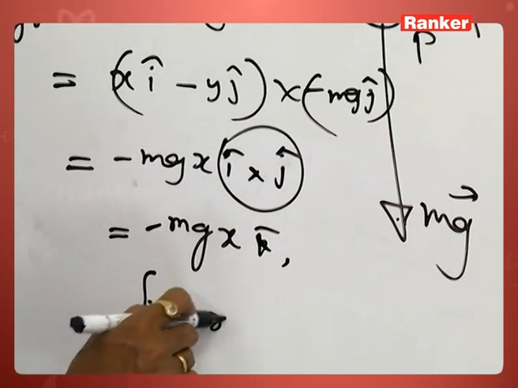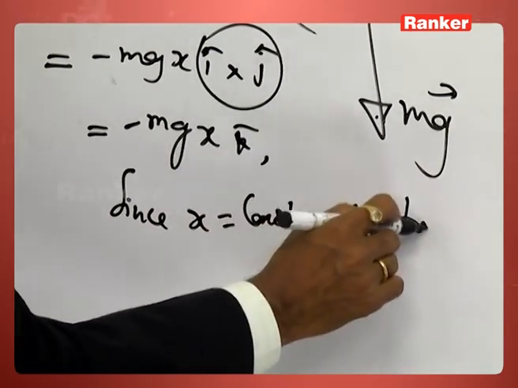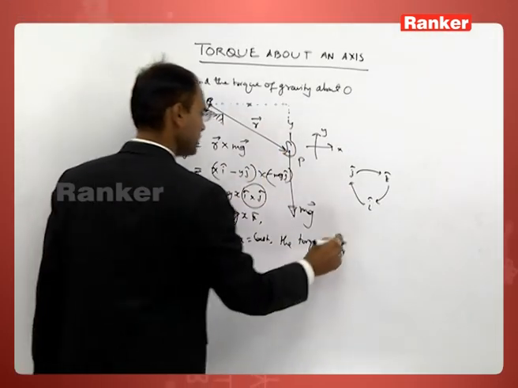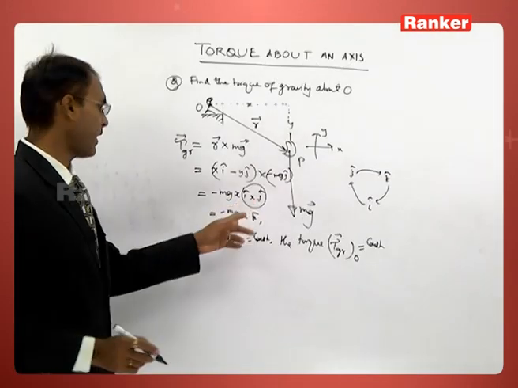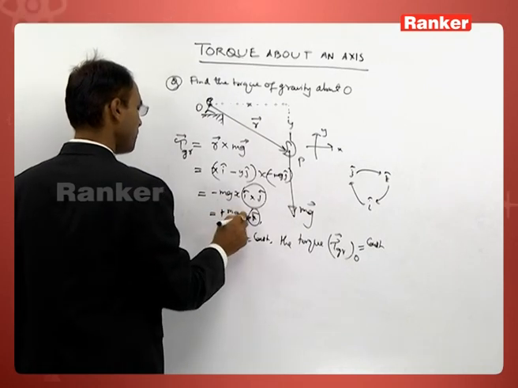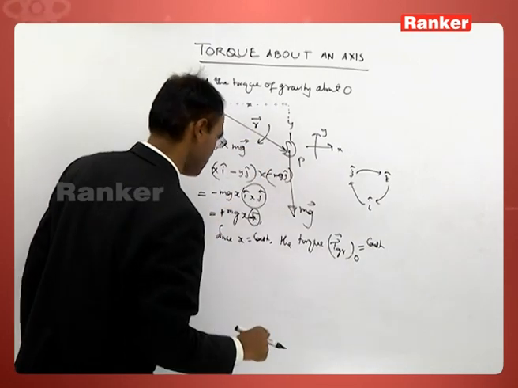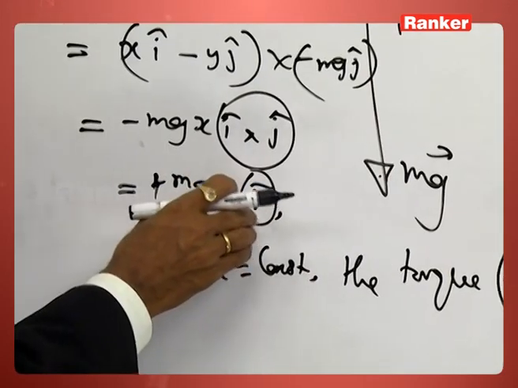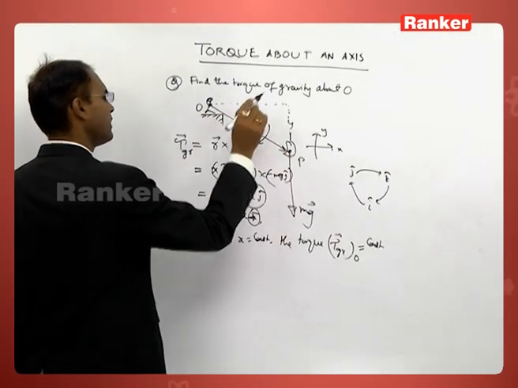Since x is a constant quantity for this, the torque of gravity about this point is constant both in magnitude and direction. Directed in which direction? Minus k cap direction, or inward direction, or clockwise direction. Its direction is constant, so its magnitude is also constant. Therefore, the gravitational torque about this point is a constant quantity.